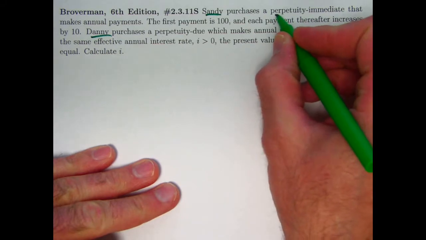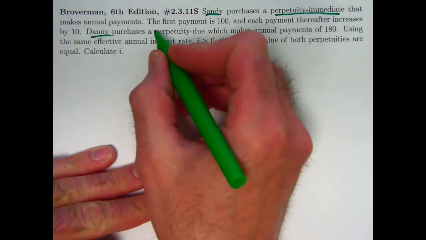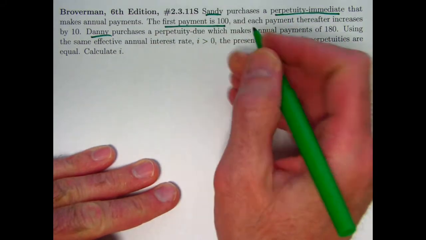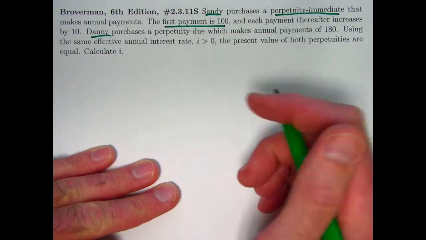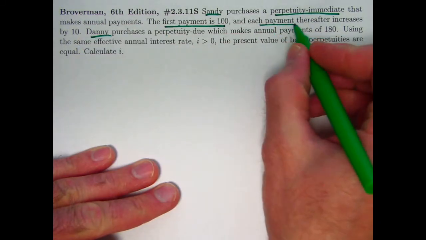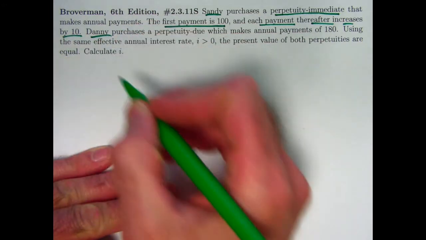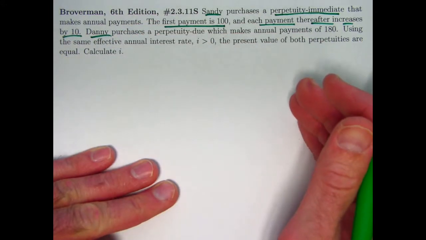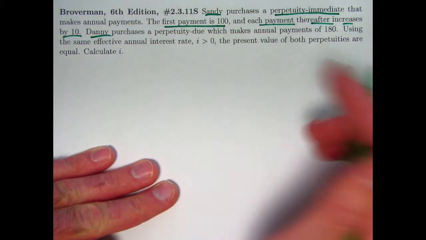Sandy purchases a perpetuity immediate that will pay her, first of all, a first payment of $100 1 year from now. These are going to be annual payments. And each payment thereafter increases by a constant amount, 10. So the next payment would be 110, the payment after that would be 120, etc.